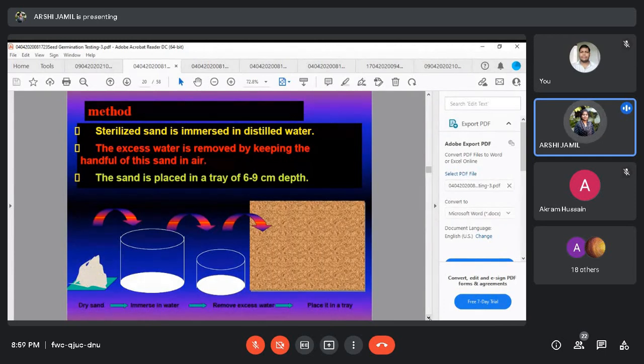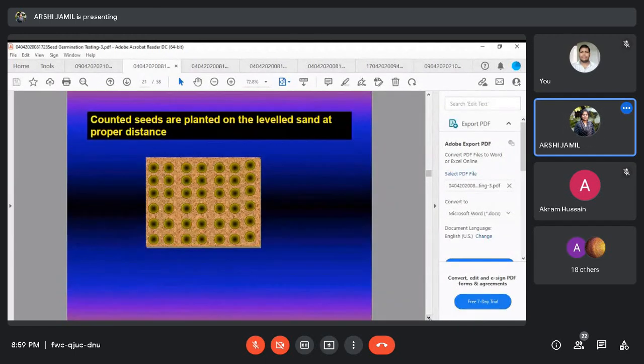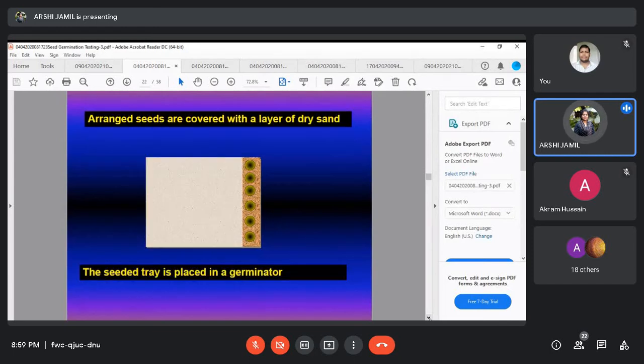Then the sand is placed on a tray to a depth of about 6 to 9 centimeters. Then counted seeds are planted on that leveled sand at proper distance, as you can see. The arranged seeds are covered with a layer of dry sand. You don't make a thick layer. We cover it with a very light layer so that the germinating shoots don't find it difficult to come out from the sand. Okay, and you place that sand tray in the germinator.